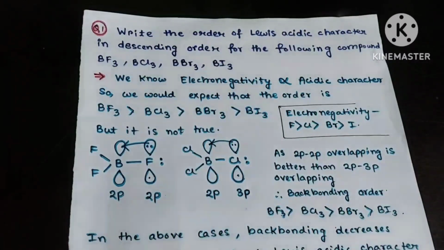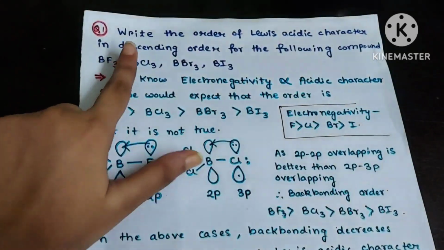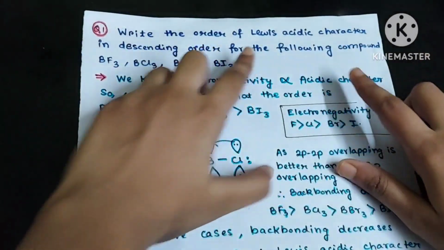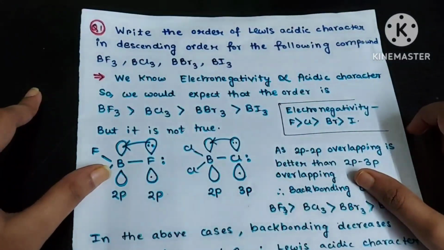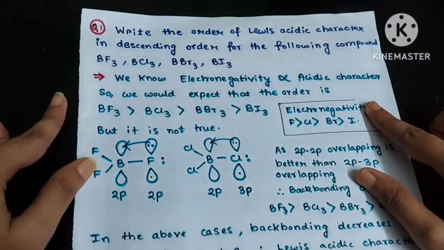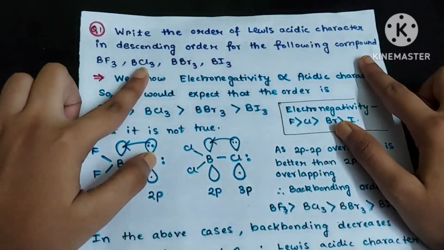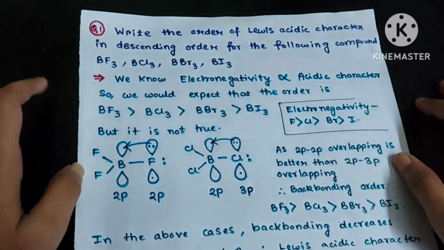This is the part 2 video of back bonding. Here I will be discussing some questions related to back bonding. First question is, write the order of Lewis acid character in descending order for the following compounds: BF3, BCl3, BBr3 and BI3.